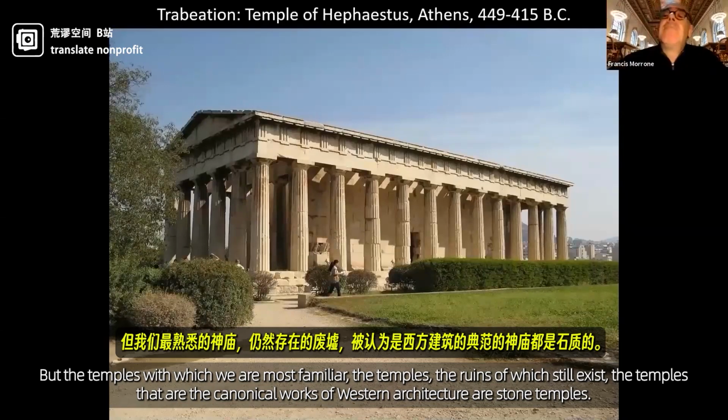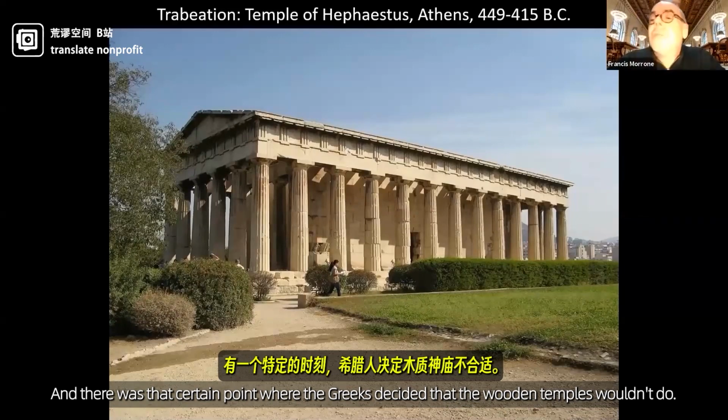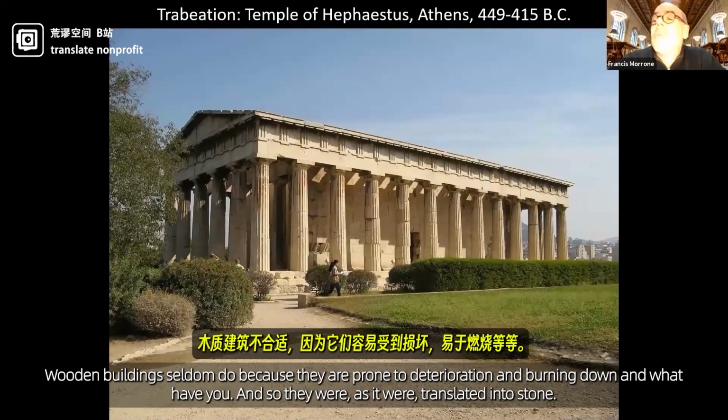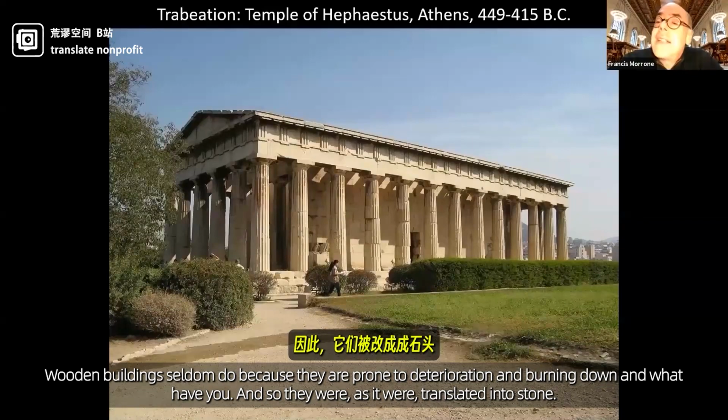But the temples with which we are most familiar, the temples, the ruins of which still exist, the temples that are the canonical works of Western architecture, are stone temples. And there was a certain point where the Greeks decided that the wooden temples wouldn't do. Wooden buildings seldom do, because they are prone to deterioration and burning down and what have you. And so they were, as it were, translated into stone.